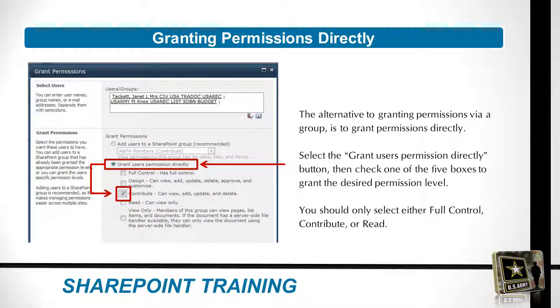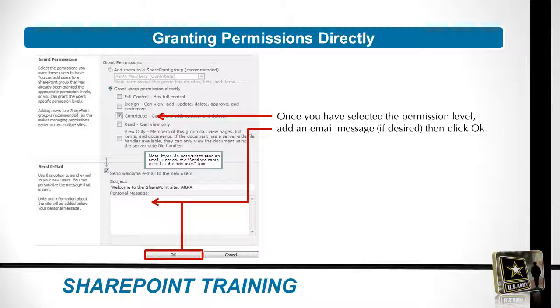The alternative to granting permissions using a group is to grant permissions directly. To do so, select the Grant Users Permission Directly button, then check the box next to the desired permission level. You should only select either Full Control, Contribute, or Read. The Design and View Only options require additional software not available to Battalion site owners. Once you have chosen the permission level, add an email message if desired, then click OK to grant permission. If you do not want to send an email, uncheck the Send Welcome Email to New Users box.